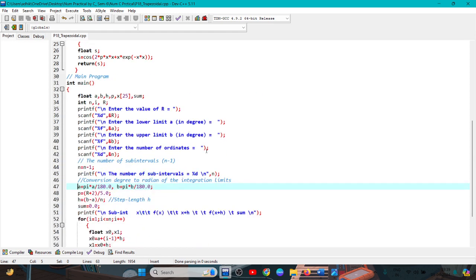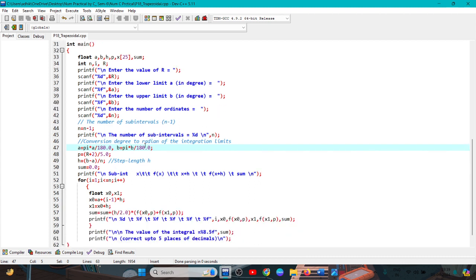So, obviously, n equals n minus 1. This n minus 1 is actually the number of subintervals. We print this number of subintervals, that is, the revised value of n equals n minus 1. We use this value n minus 1, which is equal to n, the number of subintervals.